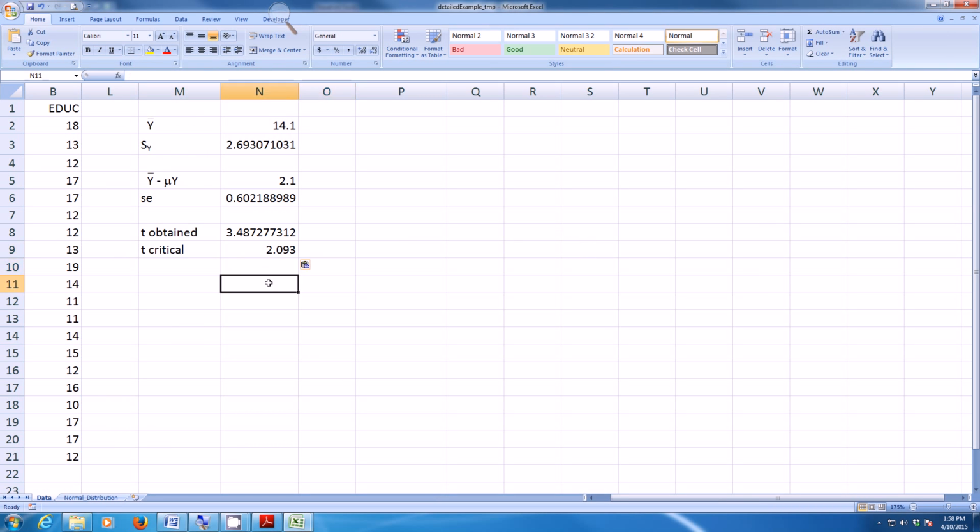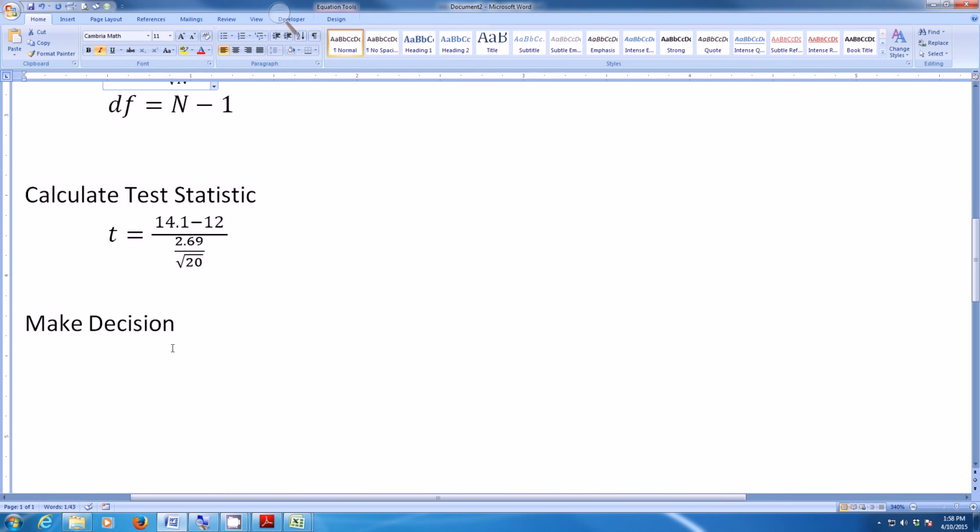And so we have to do the final step in hypothesis testing. We have to compare our t obtained value to our t critical value, which is about 2.093. And so we notice that our t obtained is bigger than our t critical value. And so we can reject the null hypothesis.